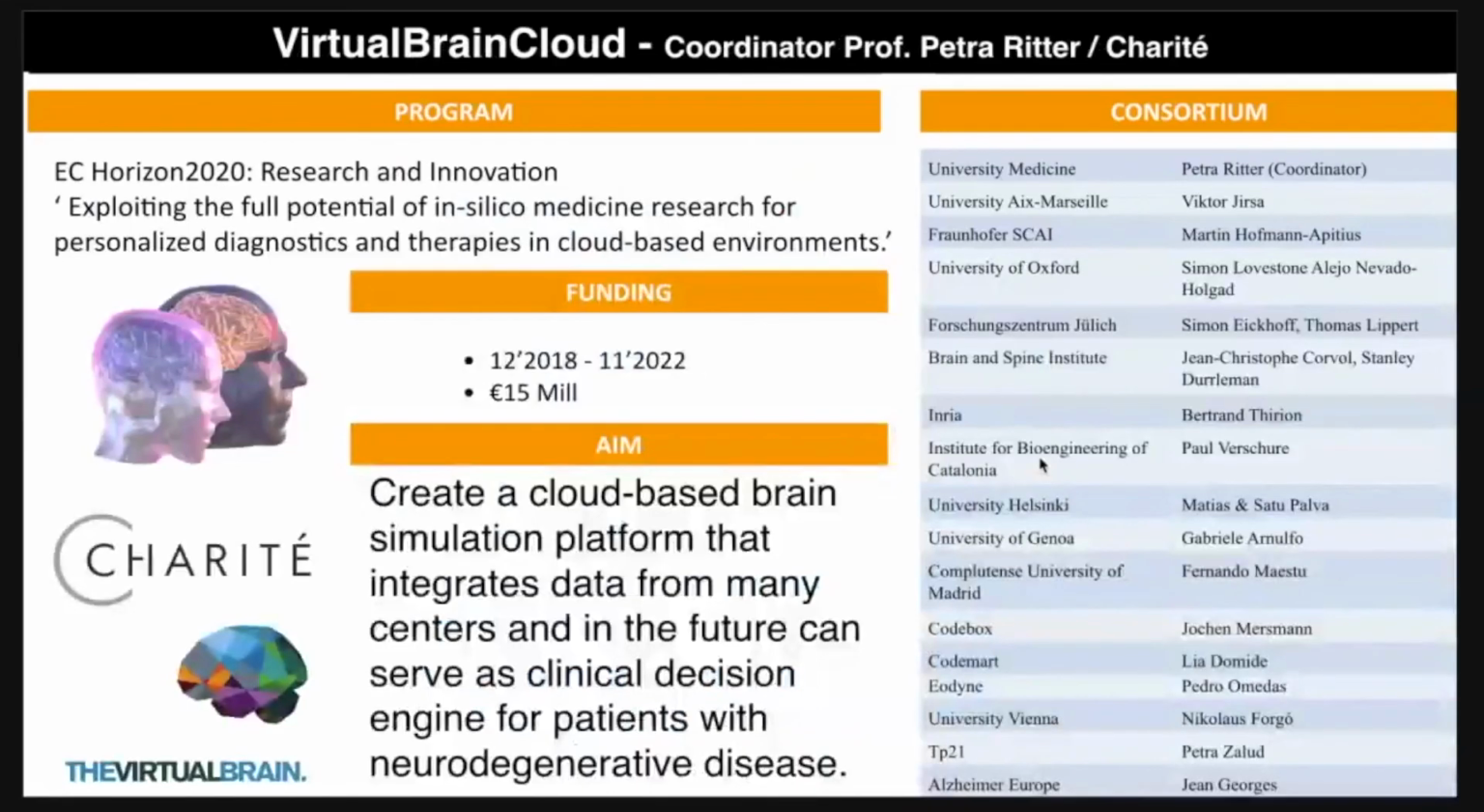So this approach is at the heart of a new project that I'm coordinating that just started, Virtual Brain Cloud, where we use the Virtual Brain software and multiple data sets coming from many of the 17 European partners that are part of the consortium. This project is funded with 15 million euros, and one goal is to get these data harmonized and processed in a standardized way in order to make benefit from this large amount of data that is available and distributed across different sites, and identify predictors.